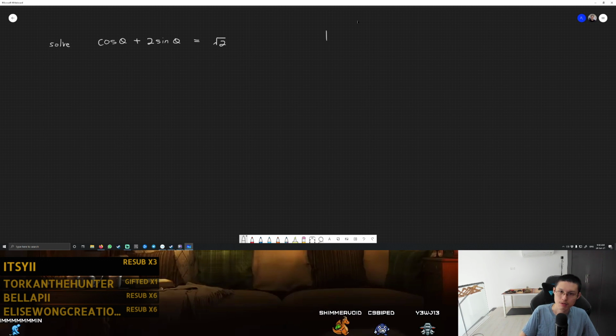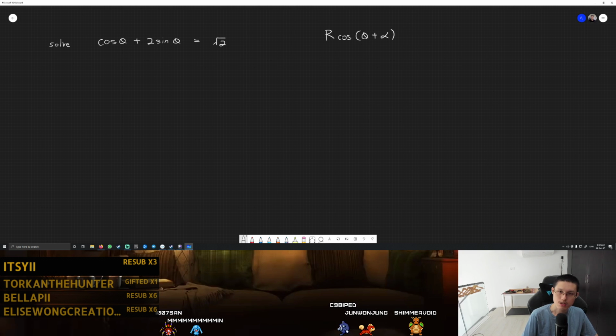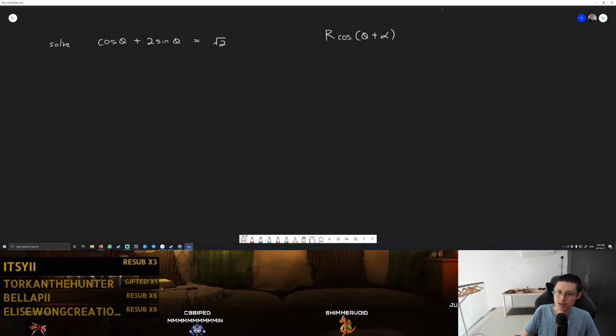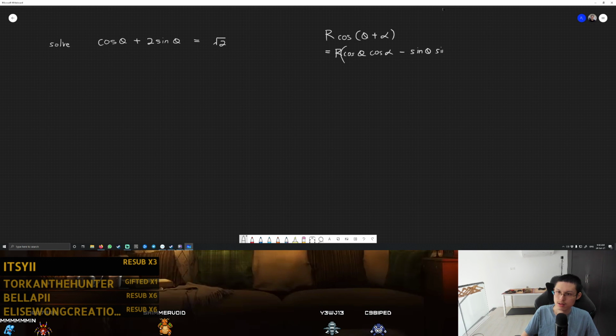Imagine you have r times cos of theta plus alpha. You don't have to start with cos. You could start with sine. Usually the question will tell you which one you should use. But let's say for this question, we'll start with cos. So we're going to use the addition formula and expand this. We're going to get r cos theta cos alpha minus sine theta sine alpha, and then we're going to multiply this in.